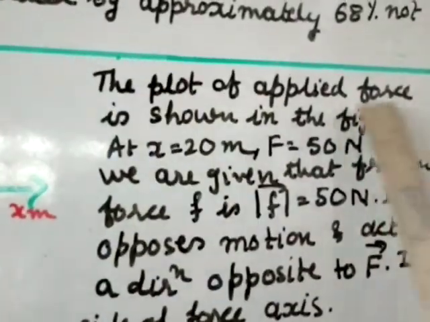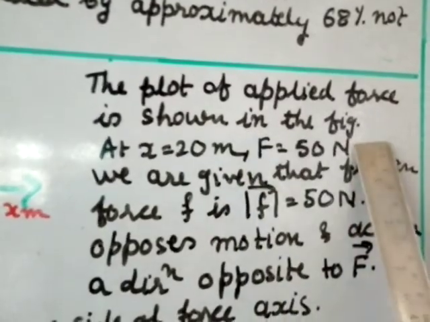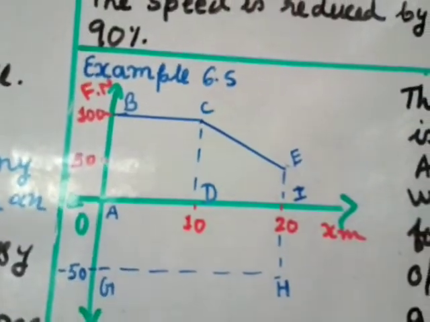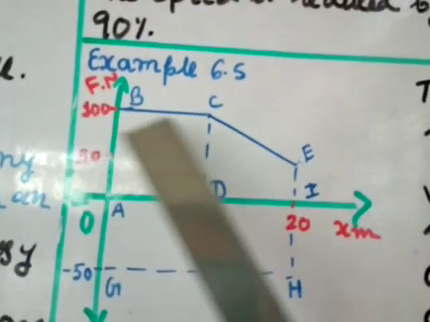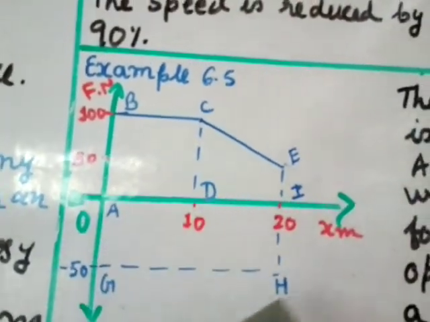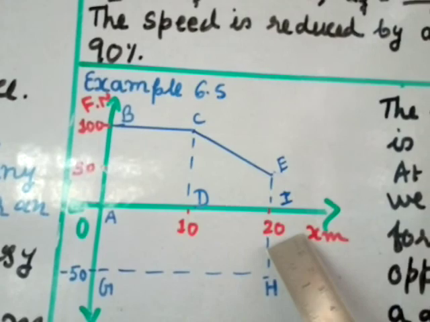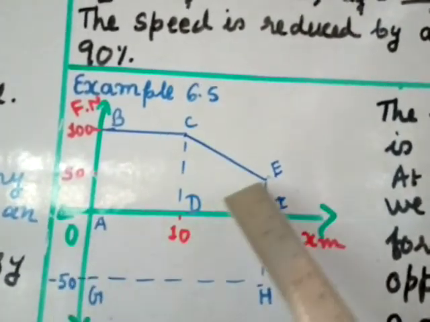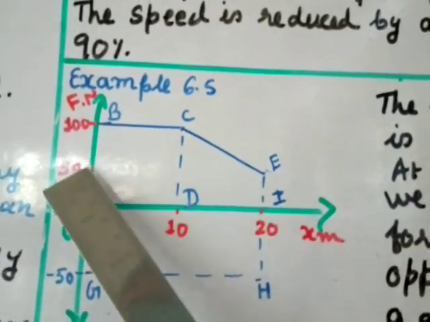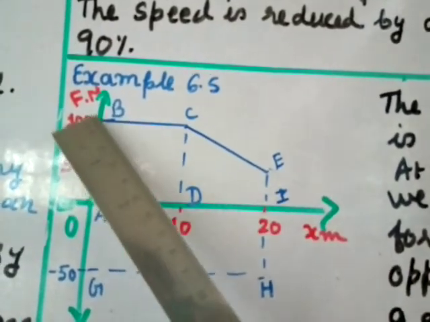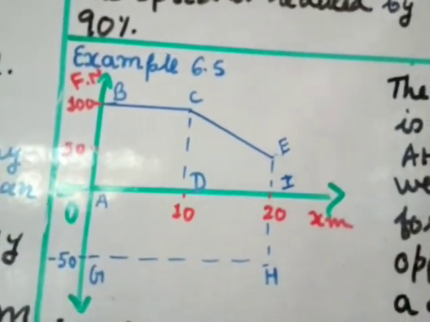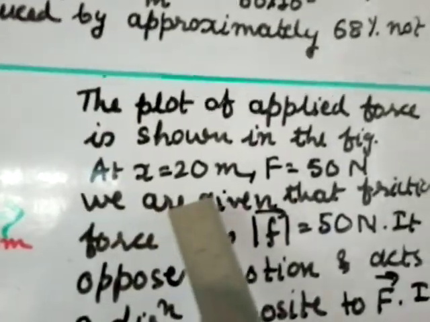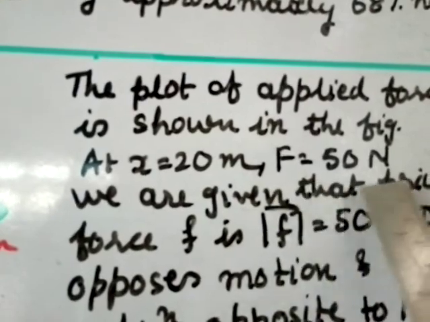The plot of applied force is shown in the figure. This is the force applied up to x equal to 20. The total displacement is 20 meter and the force applied at this junction is 50 Newton. So this is 50 Newton, 100 Newton, and this is the negative force, and this is displacement. The force is in Newton. At x equal to 20 meter, F is equal to 50 Newton.